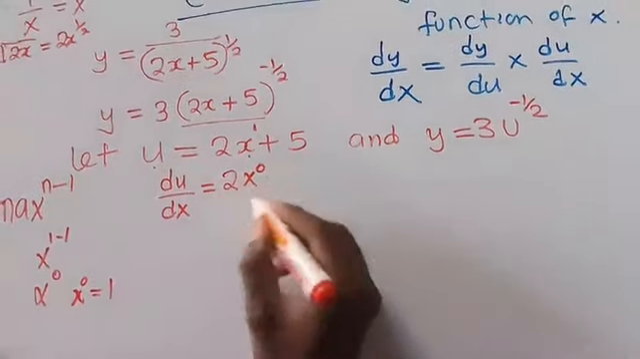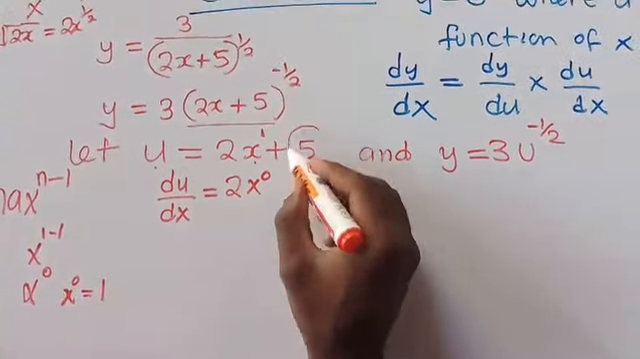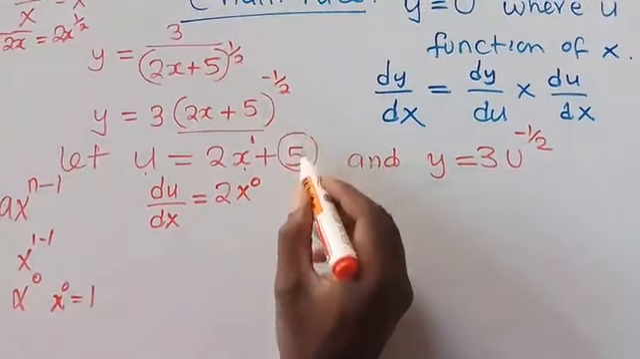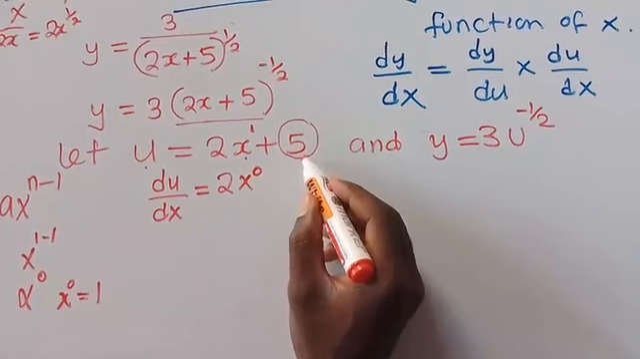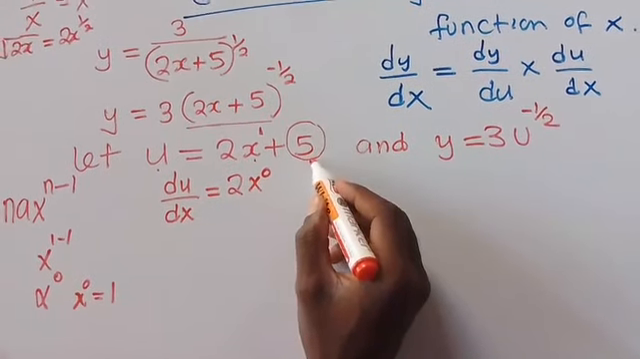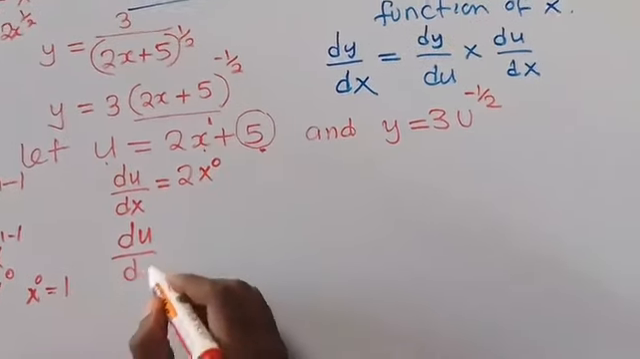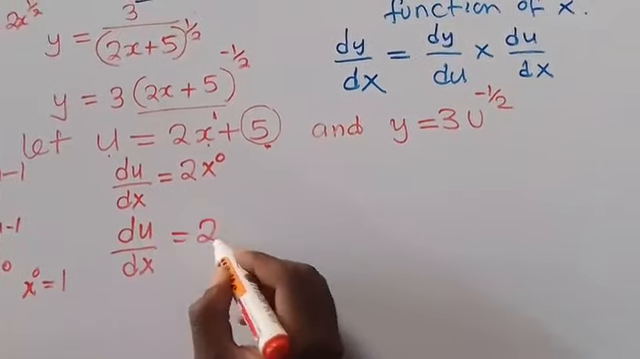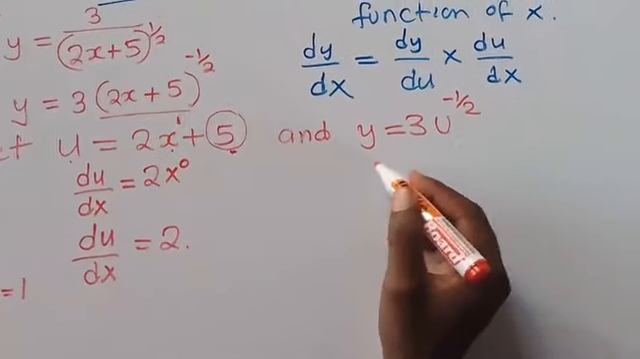So for me to answer this, under calculus, we don't differentiate a constant number. So you cannot differentiate a constant number. So you just leave it the way it is. So it is just the same as du over dx is equal to 2, like this. Then I go this side now.